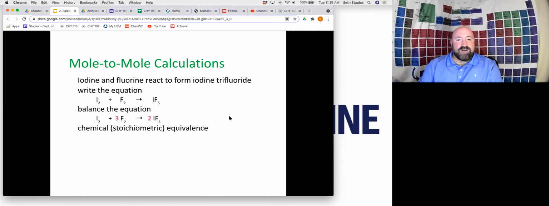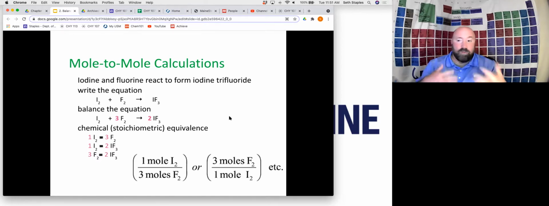So now we see our correctly balanced equation. And so we can see that we have a number of different stoichiometric ratios from that. 1 I2 to 3 F2s, 1 I2 to 2 IF3s, 3 F2s to 2 IF3s. And so we have those 3 different ratios we could use depending on what we were looking for. And any of those we can use in the way that we need to, either as written or flipped, depending on how we need things to cancel out in our dimensional analysis setup.